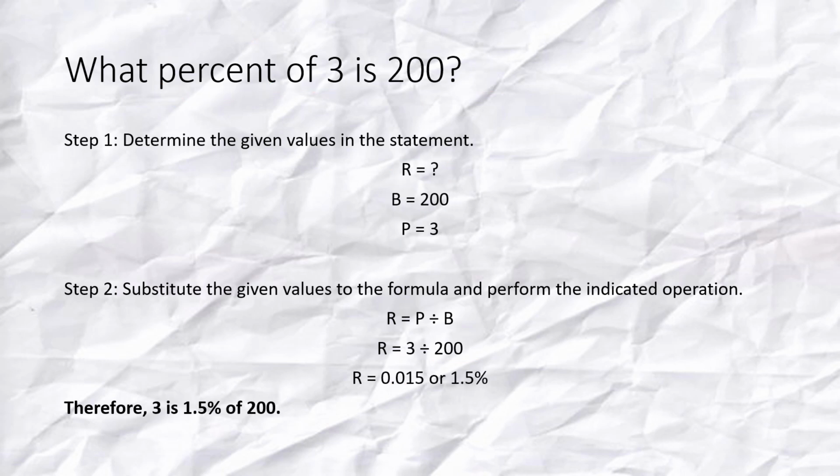Lastly, what percent? So we are still looking for the rate. What percent of 3 is 200? Rate is missing, base is 200, percentage is 3. Following the formula, R equals P divided by B, where P is 3 and B is 200. 3 divided by 200 is 0.015. Move the decimal point to the right twice, so 1, 2, we now have 1.5%. Therefore, 3 is 1.5% of 200.